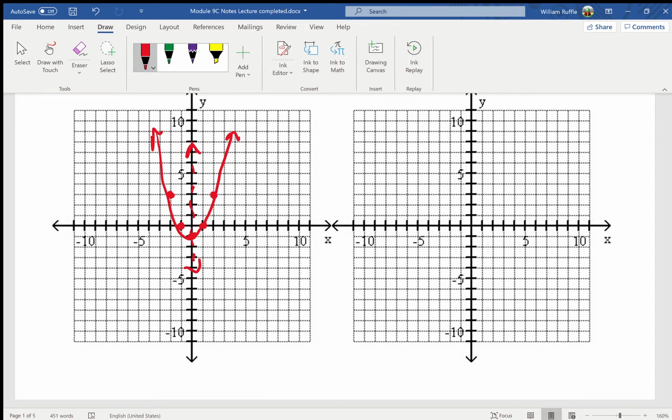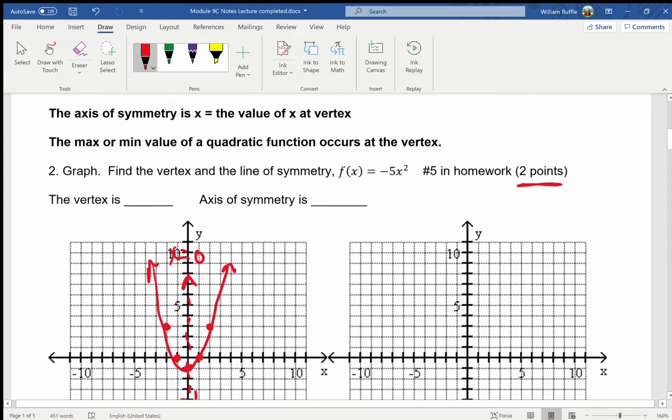And that's a vertical line. So we all know vertical lines are just x equals something. In this case, it's x equals 0. And I will show you how to do this on the MyLabs Plus graphing tool.